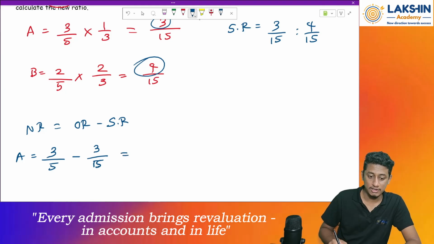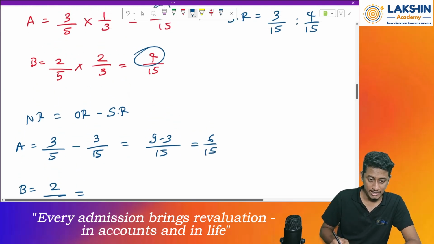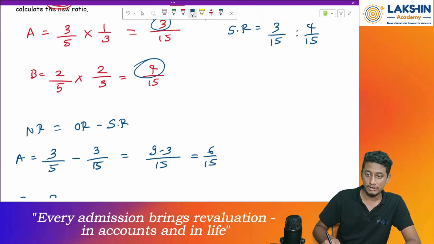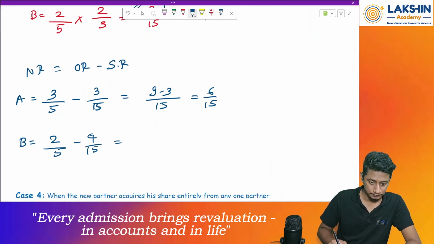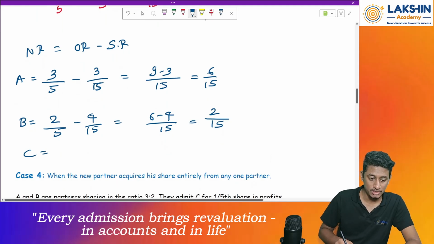3 by 15 is equal to... I can just equate this 3. So 9 minus 3 by 15 is equal to 6 by 15. And for B, 2 by 5 minus 4 by 15 is equal to, if you equate, 6 minus 4 by 15 is equal to 2 by 15.